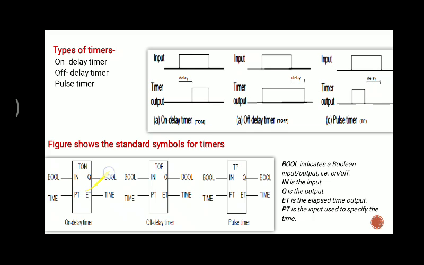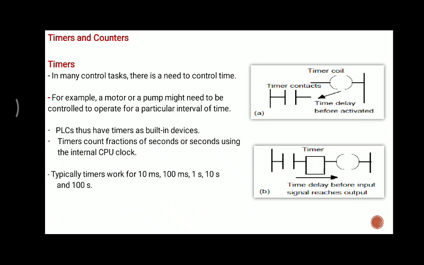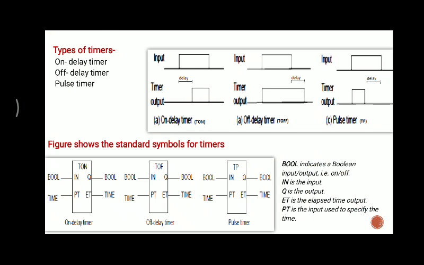Now you can see this is the on delay timer structure, as we have seen over here. IN stands for input, Q stands for output, PT is what? Preset value. ET is what? Elapsed time. So this is on delay, this is off delay, and this is pulse timer. These are the standard formats we can use in the PLC program. So this is about the timers.